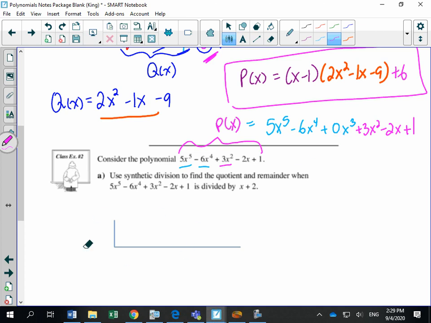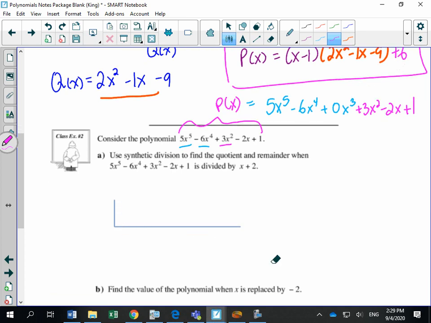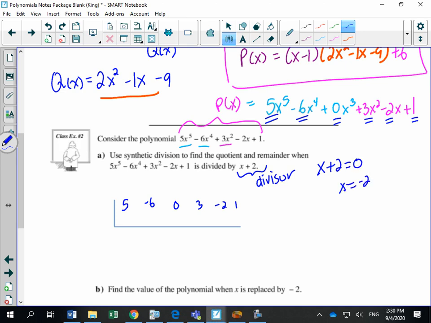So now let's set up our numbers within our upside down division bar. So what I need is the coefficients in front of all of my variables. So 5, negative 6, 0, 3, negative 2, and 1. Okay. Let's set up the number in front of our division bar. So remember that number always corresponds to the root of your divisor. So this is my divisor here. So to find the root of it, x plus 2, you set it equal to 0, and that root is negative 2.